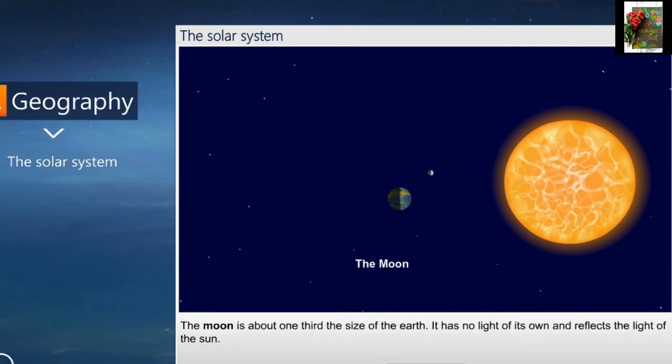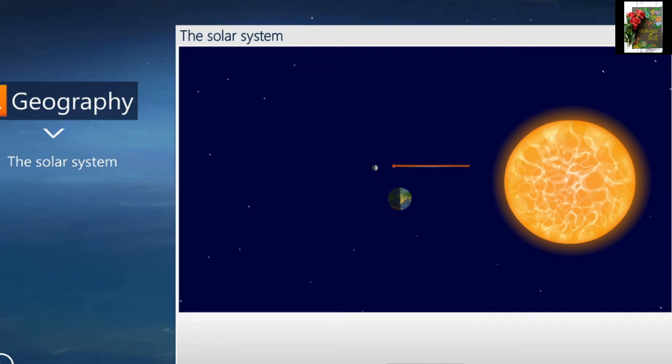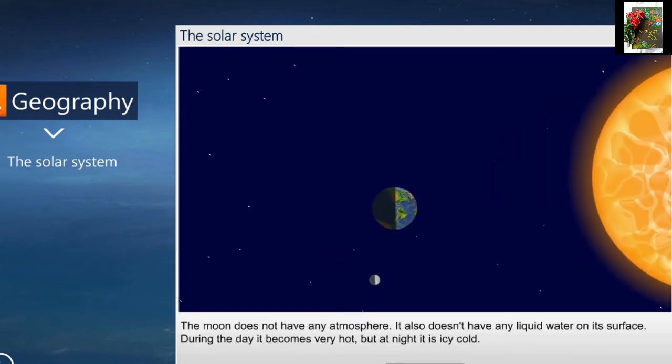The Moon is about 1/3 the size of the Earth. It has no light of its own and reflects the light of the Sun. The Moon does not have any atmosphere. It also doesn't have any liquid water on its surface. During the day, it becomes very hot, but at night it is icy cold.